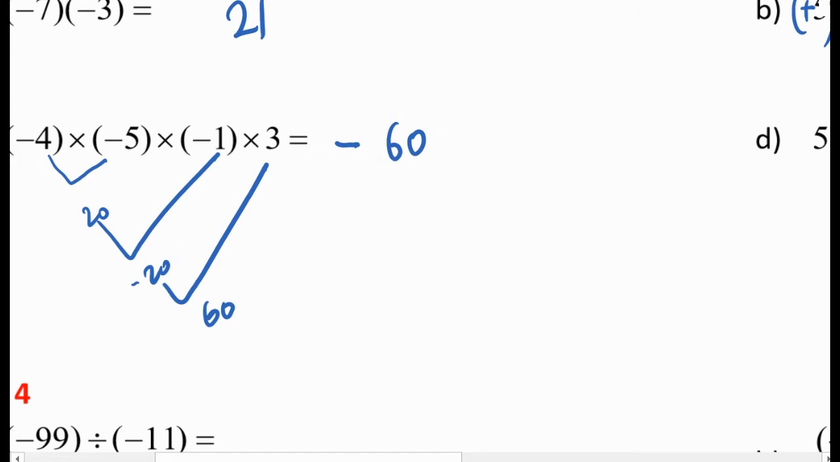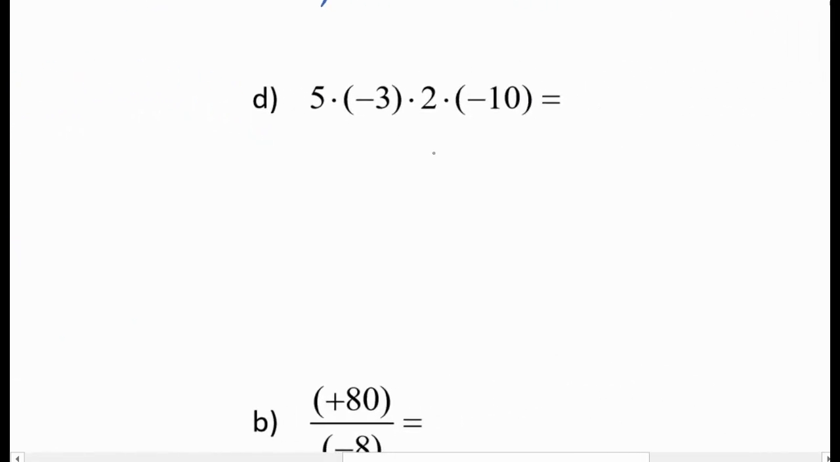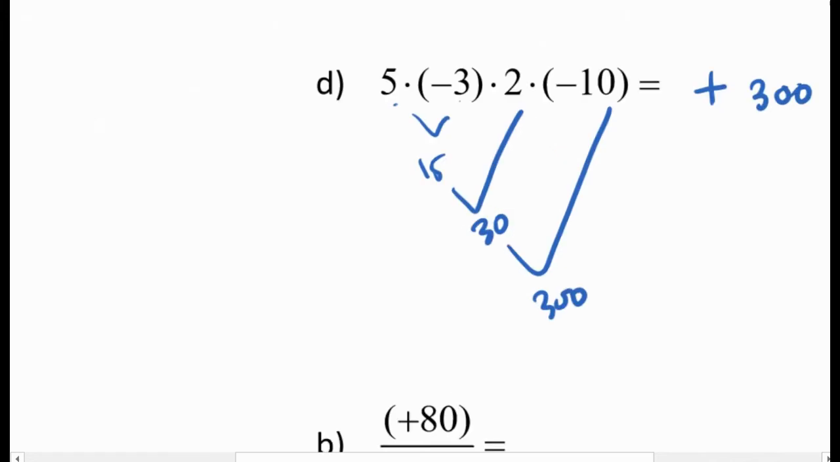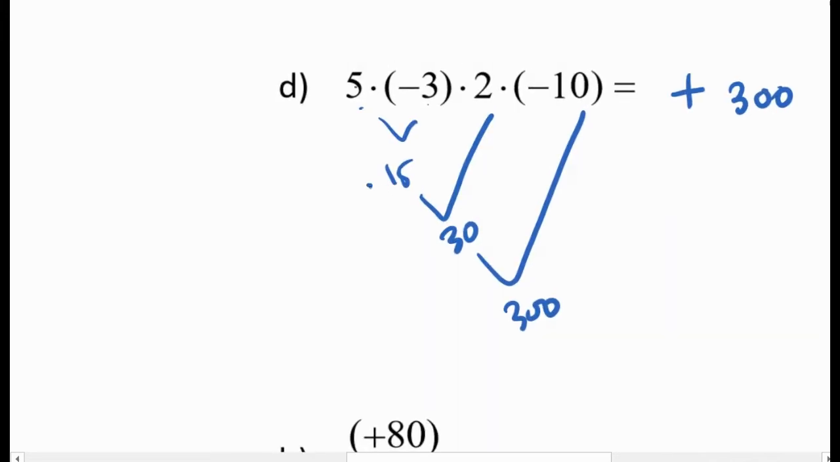Alright, so let's move on. How many negative signs do you have? 2. When you have 2 negative signs, that's positive. Okay, let's evaluate it. 5 times negative 3 is negative 15. So 15 times 2 is 30. And 30 times 10 is 300. So the answer is positive 300. Okay? So to make it more accurate, 5 times negative 3 is negative 15. Negative 15 times 2 is negative 30. Negative 30 times negative 10 becomes positive 300.